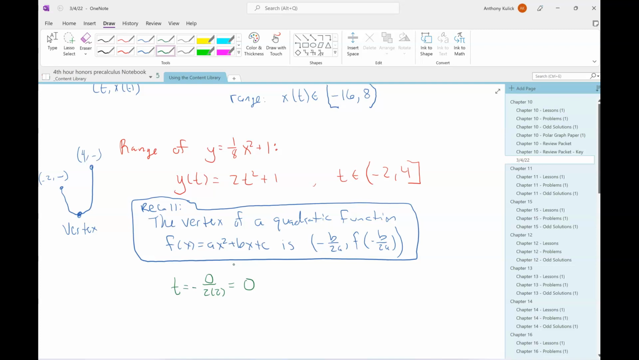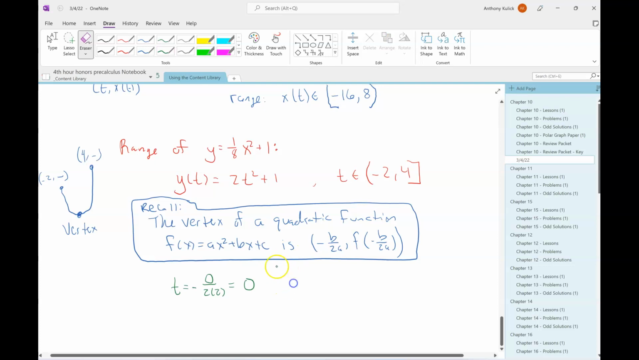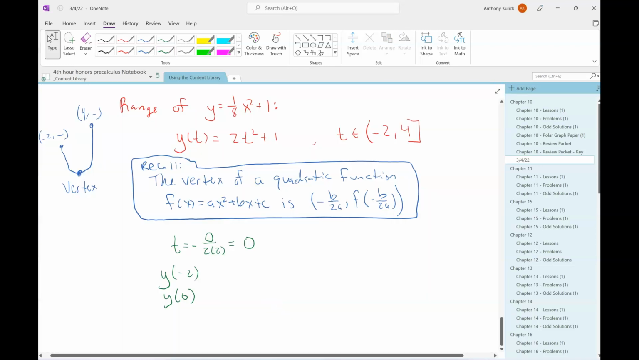Is everybody okay with why b is 0? Why is b 0? Because there is no b term. There's no linear term in my quadratic, implying that the b value is zero. Okay, so we need to consider then y of negative 2, y of 0, and then y of 4. And again, I'm going to put a little star next to the negative 2.